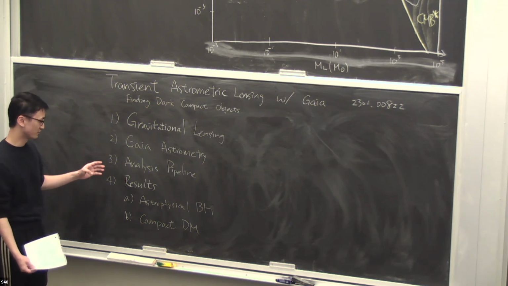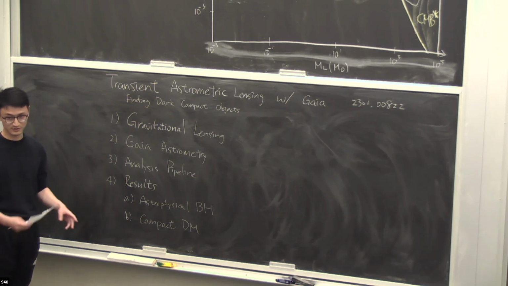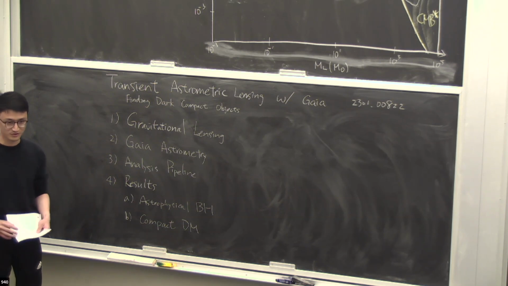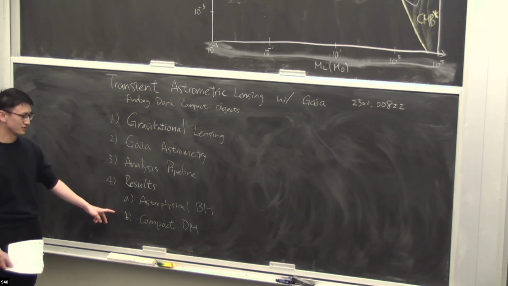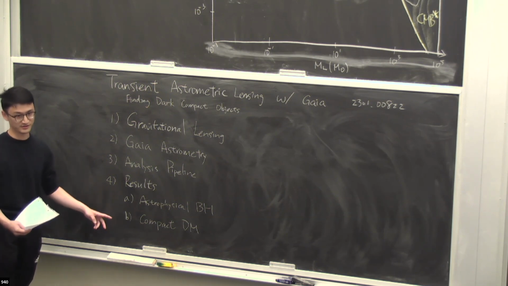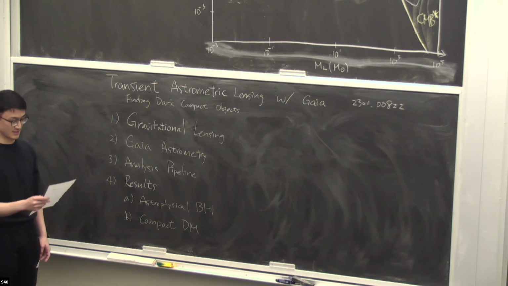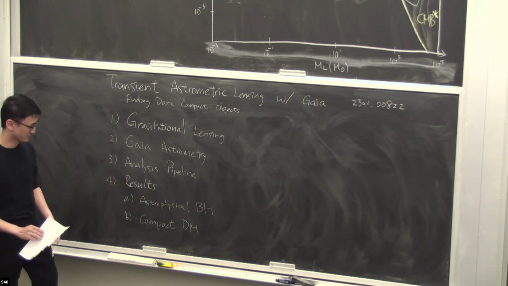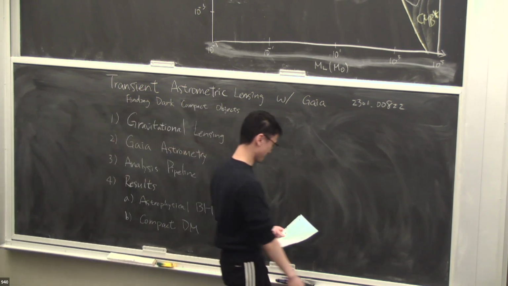For the purpose of this work, the first one we did is astrophysical black holes, so just the black holes that usually form from stellar evolution. And then we also did a search for compact dark matter, for example, like primordial black holes. And in case I run out of time, I'm just going to spoil the result now for you guys.